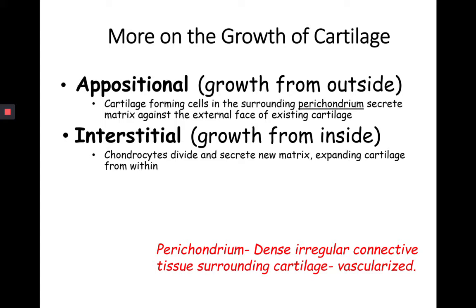model. And don't forget that around our models of cartilage we have a perichondrium. We have a vascularized piece of dense irregular connective tissue that's going to allow diffusion of nutrients into our cartilage model.